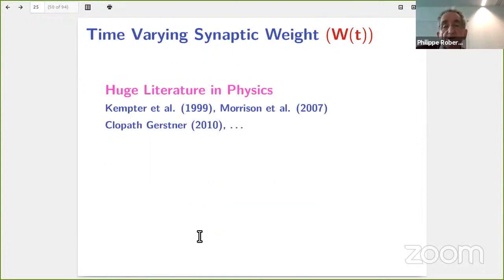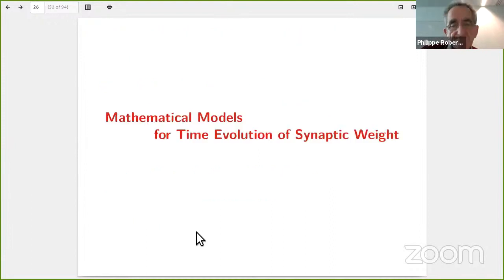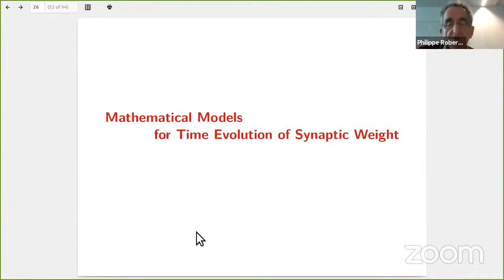If you look at time-varying synaptic weights, then you have a huge literature in physics, really huge, for some time now, and very few mathematical models, and those are for some marginal models, I would say, of synaptic plasticity. So this is quite an open domain from this point of view. Okay, so I will try to describe what we have been doing in this context. Of course, I will have to be a little more precise about the functional of the pre- and postsynaptic spikes, and this is what I'm going to try to explain to you.